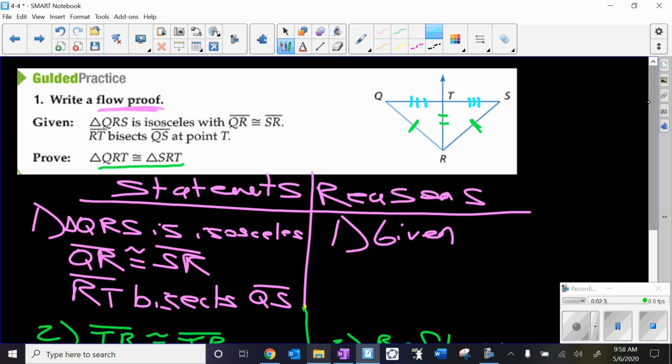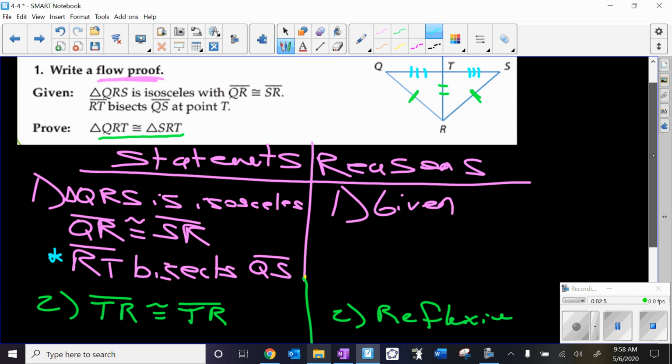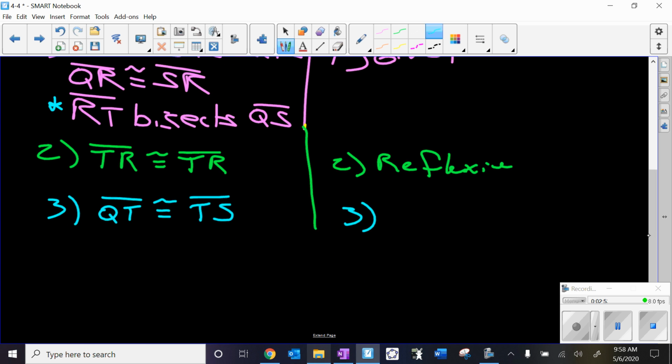Going back up to the top, why is QT congruent to TS? That is going to come from one of our givens. If you see here, it says RT bisects QS. Since RT bisects QS, remember bisects cuts something straight down the middle or into two equal parts. So we're going to say, by definition of a bisector.